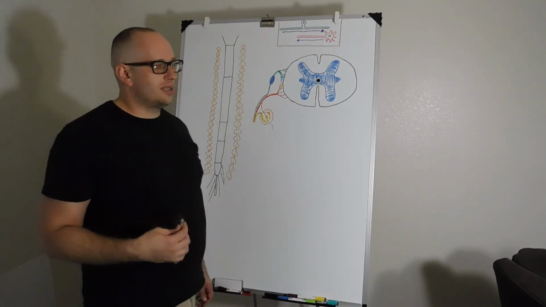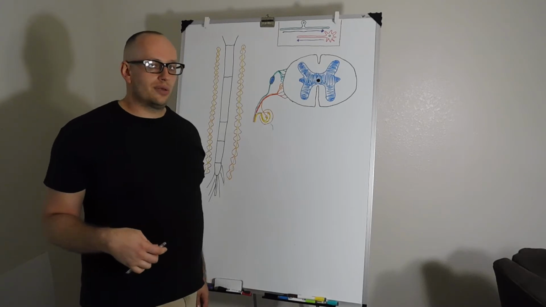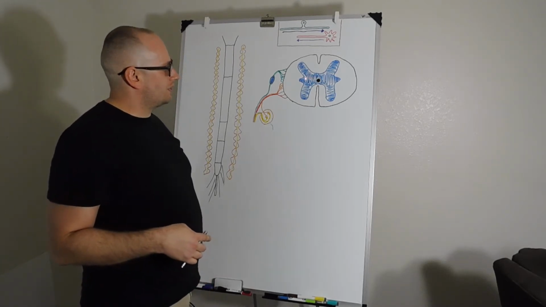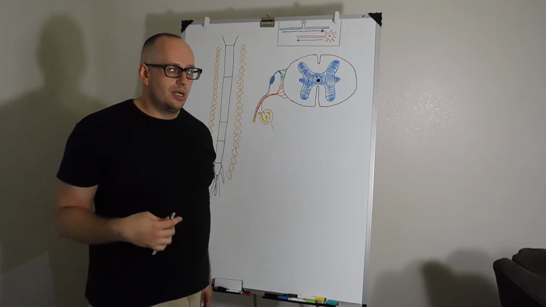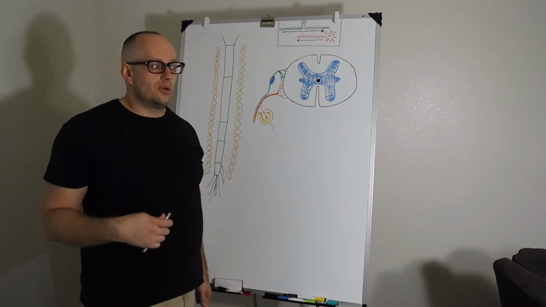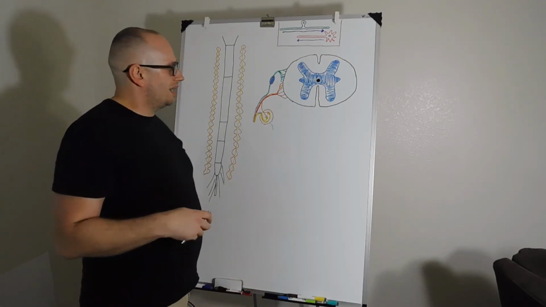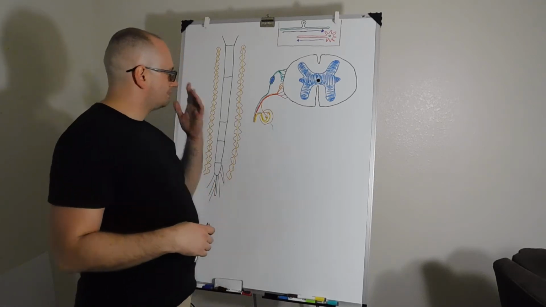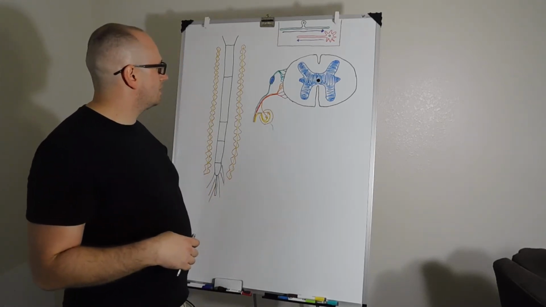They use acetylcholine for their signaling, whereas the upper motor neurons with the lower motor neurons for the somatic tracts that control our skeletal muscles use glutamate, but the actual lower motor neuron uses acetylcholine. So there are some differences between the two.